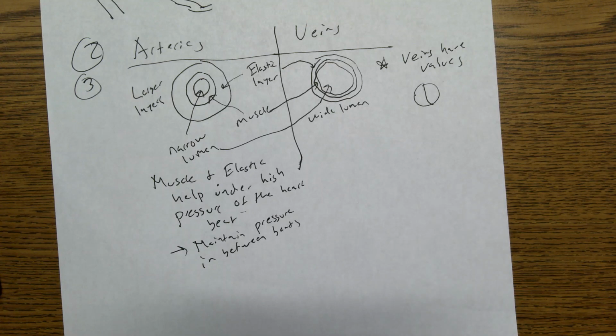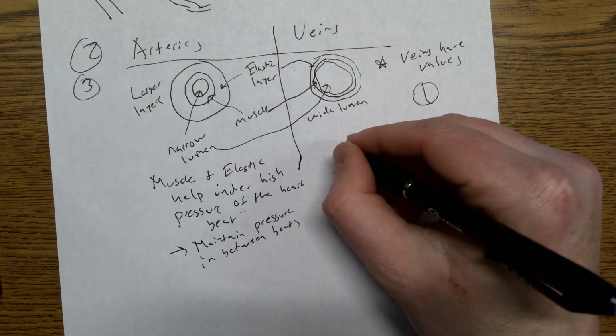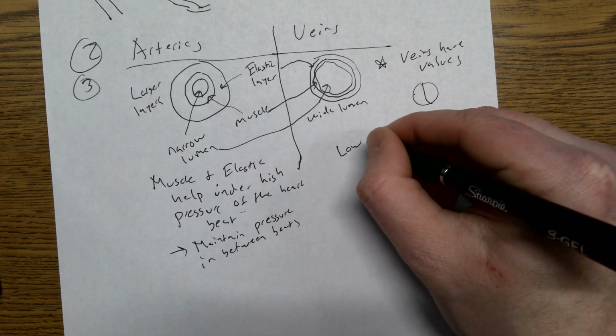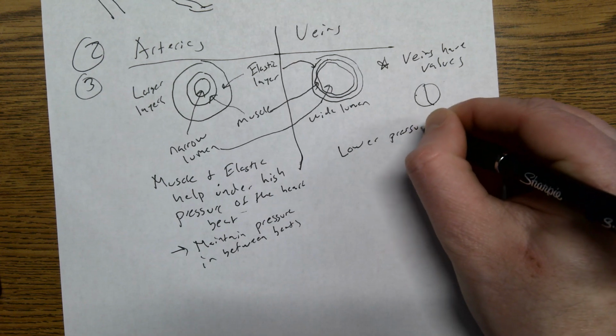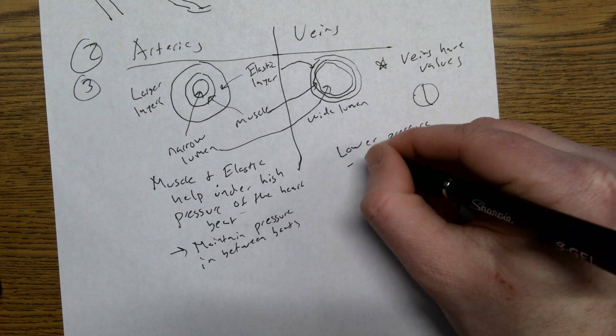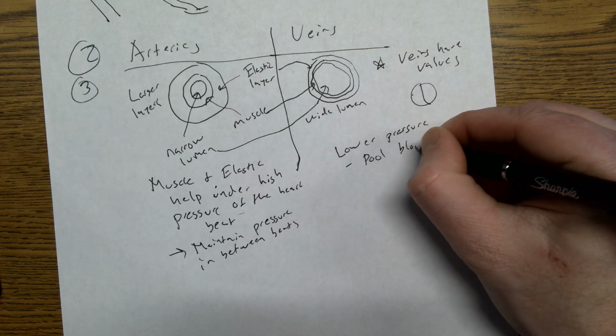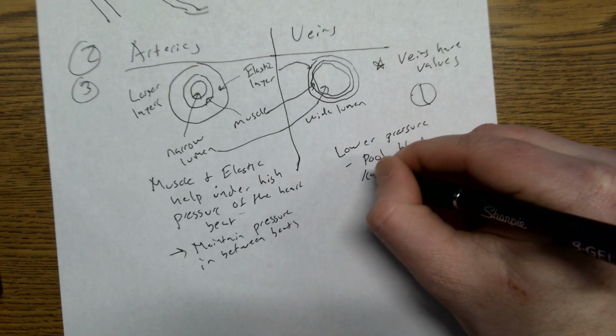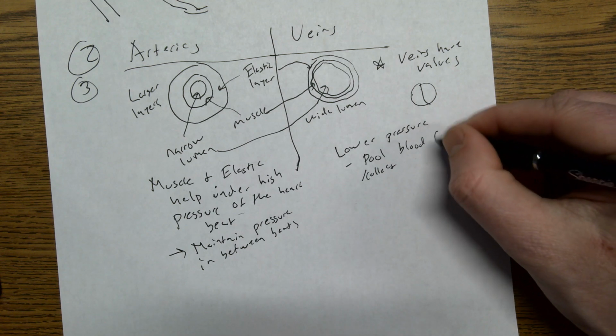The other thing that we have happening here, right, is in our veins, it's the opposite. They're much wider, so they're at lower pressure. And this allows for it to pool and collect blood from the capillaries.